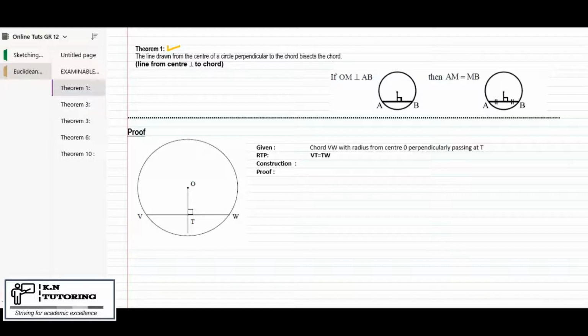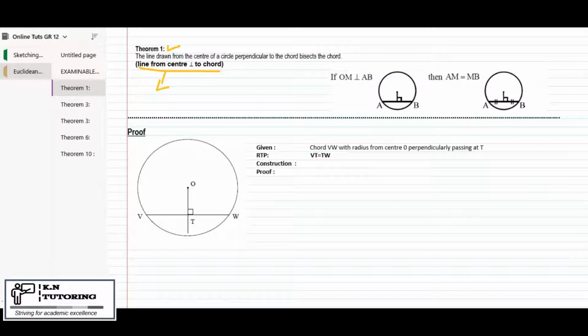Okay, so if you look at the sketch, I also highlighted in the first lesson the importance of reasoning. One of the difficult parts about Euclidean geometry is that for every statement that you write, you need to give a reason.